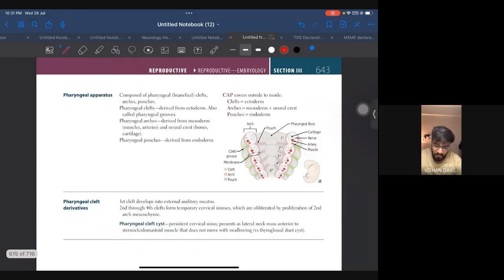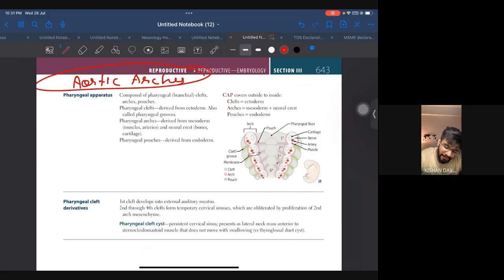Okay, moving again to the pharyngeal apparatus. Now, one more thing they changed over here was the aortic arch. Aortic arches, we did this in the CVS. That was a part of reproductive. In that class I told you it was a part of CNS, no, it's not a part of CNS, it's a part of reproductive. I told you to take a printout of the aortic arch and stick it.